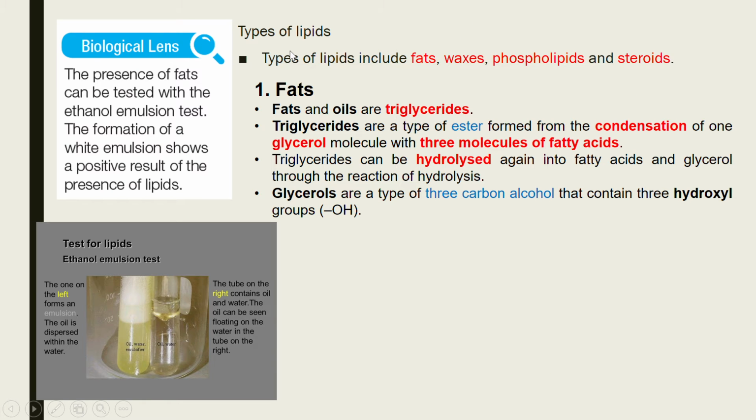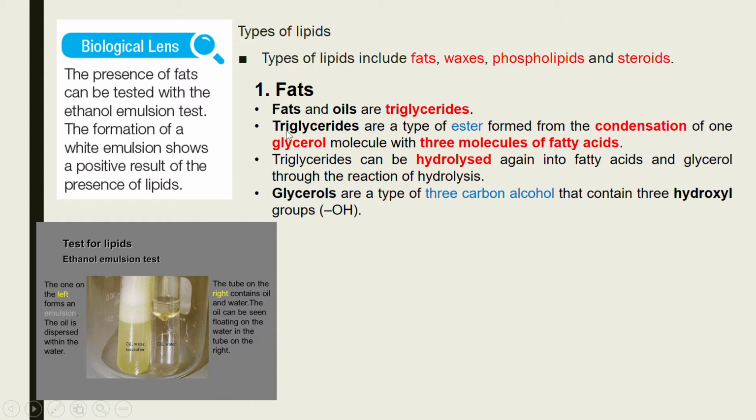Let's look at the types of lipids. They are fats, waxes, phospholipids, and also steroids. So we look at the first category: fats and oils, which are the triglycerides.